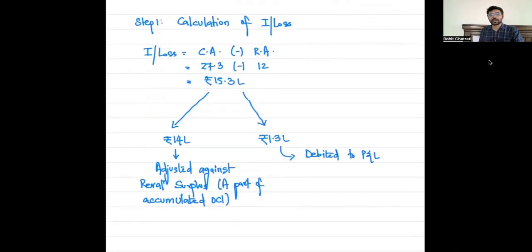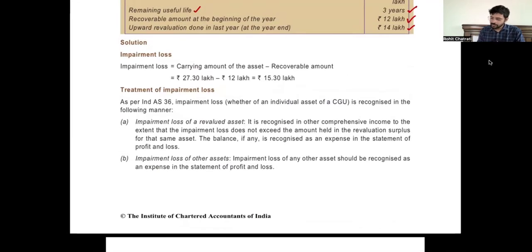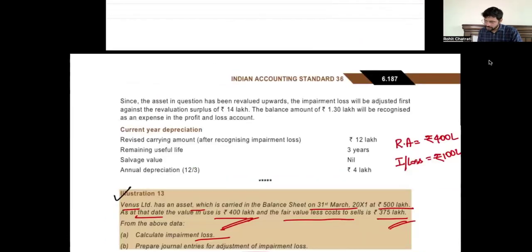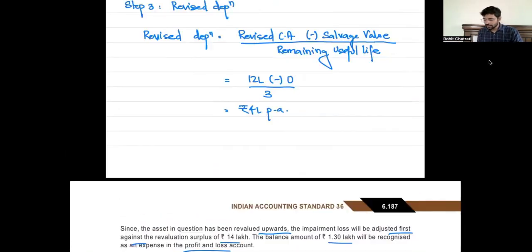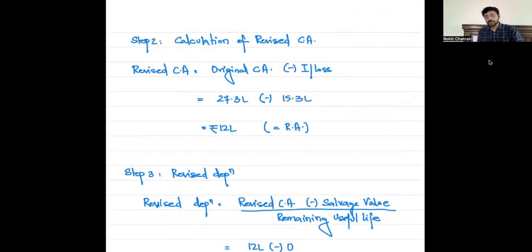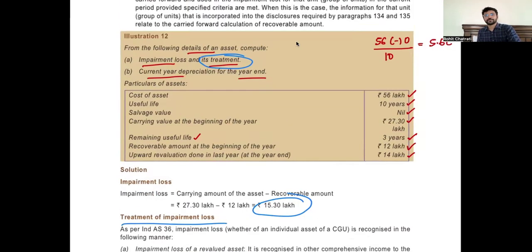All right, let's quickly look at the institute answer as well. Impairment loss is 15.3 lakhs. It's saying how the treatment of impairment loss works: you first charge it against the revaluation surplus. Since the asset in the question has been revalued upwards, impairment loss will be first adjusted against revaluation surplus of 14 lakhs. The remaining 1.3 lakhs will be recognized in the P&L account. The current year depreciation is going to be equal to 4 lakh rupees. That's with regards to illustration 12.